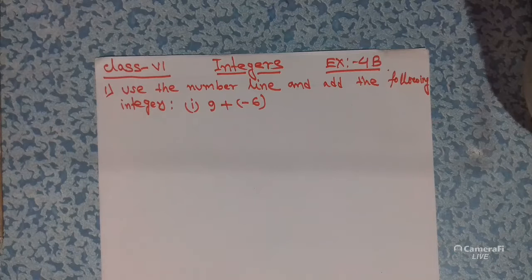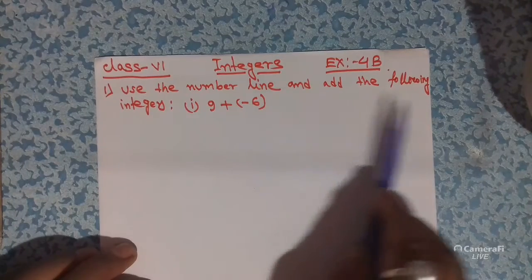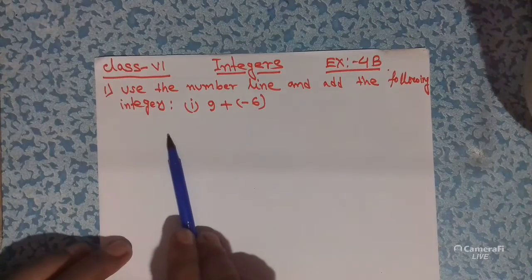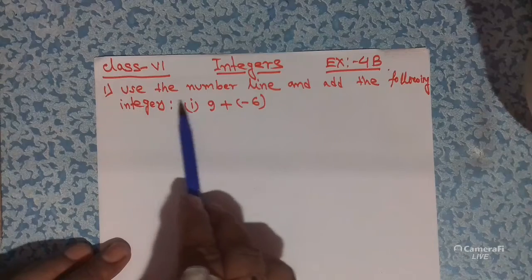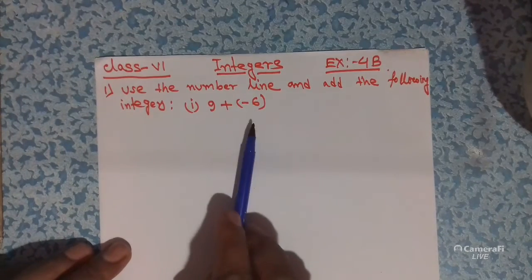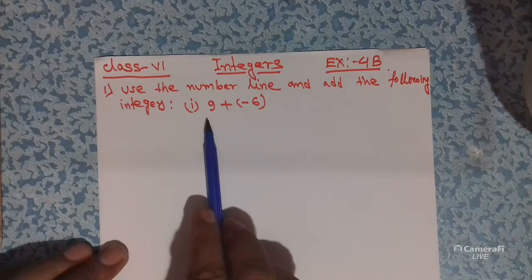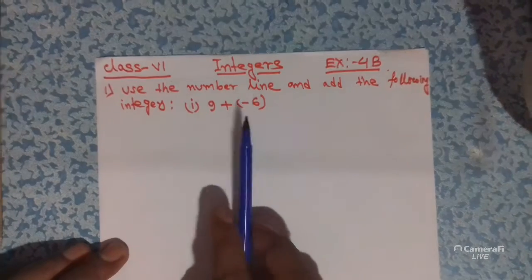So students, the first problem is: use the number line and add the following integers, because we are discussing integers. So we have to use the number line and add the following integers. Here the given integers are 9 and minus 6, and we have to add these two integers.